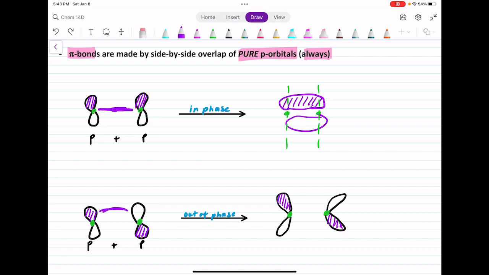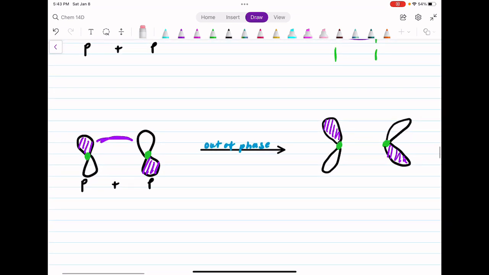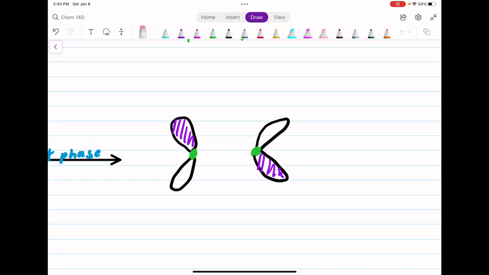Same with the p orbitals. As they come into close proximity, these two balloon heads kind of attract one another and connect together. The bottom ones do the same thing, and when I bring them in proximity and they're out of phase, so repelling each other like two magnets, then they kind of force each other away, and they kind of bend out this way.